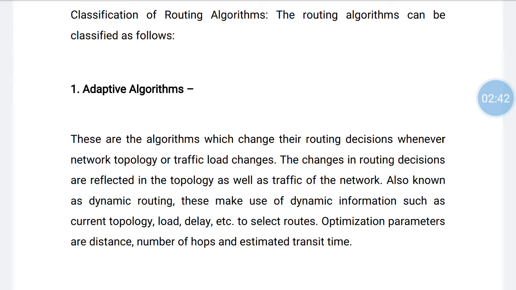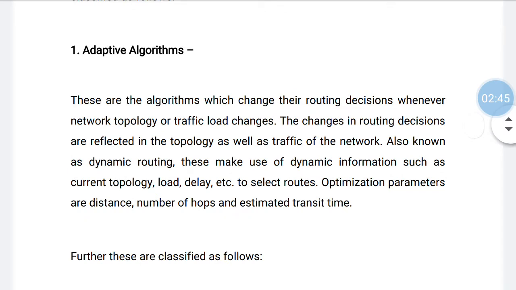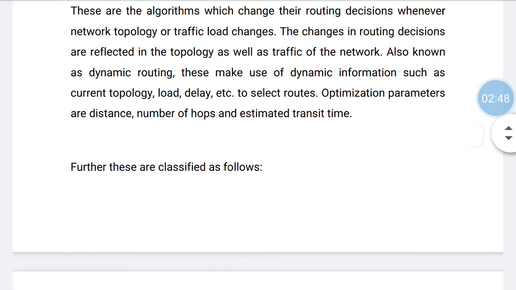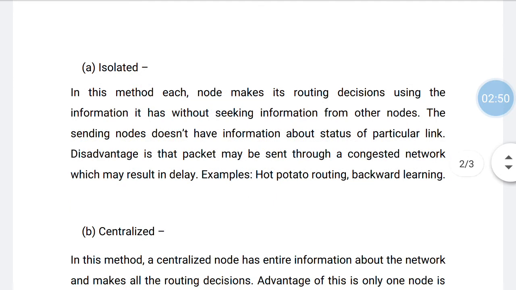An adaptive algorithm can be further divided into three parts. The first one is isolated. In this method, each node makes its routing decision using the information it has without seeking information from the other nodes, and the sending node doesn't have information about the status of a particular link. It is an algorithm that obtains the routing information by using local information rather than gathering information from other nodes.